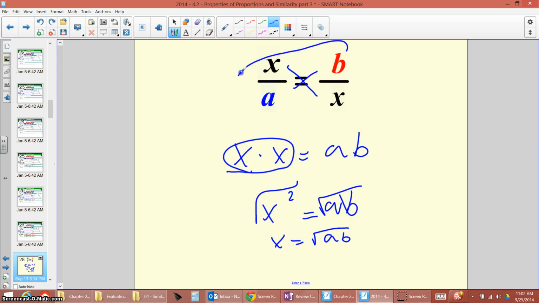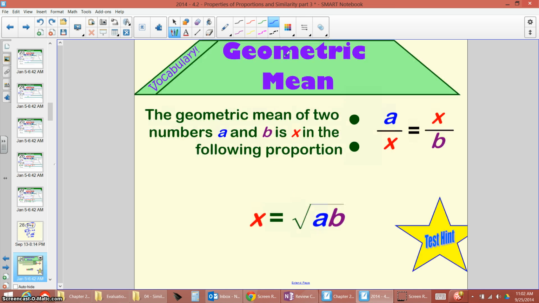Now, this scenario is special, and we give it its own name. We call it the geometric mean. So if I have two numbers, a and b, I know they're letters, but they're variables representing numbers, and they have the same proportion to x, so a to x and x to b, then I can say that the geometric mean between a and b is the square root of them. Okay, so the geometric mean between a and b is the square root of ab, which is just x.